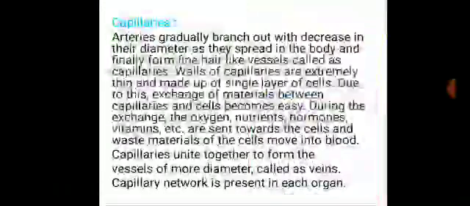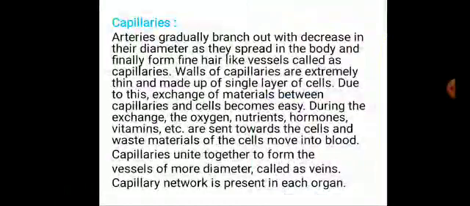Let us read out the information based on capillaries. Arteries gradually branch out with a decrease in their diameter as they spread in the body and finally form fine hair-like vessels called capillaries. Walls of capillaries are extremely thin and made up of a single layer of cells. Due to this, exchange of materials between capillaries and cells becomes easy. During the exchange, the oxygen, nutrients, hormones, vitamins, etc. are sent towards the cell and waste material of the cell moves into the blood.